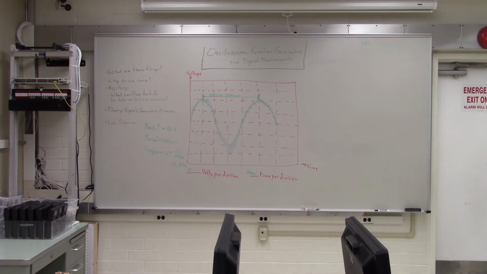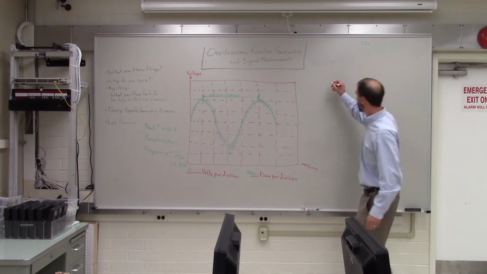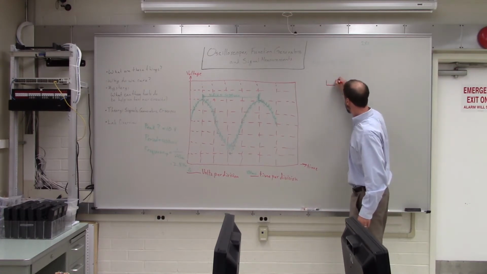So with the measurement mode of the scope, the way you get into that is that on the top of the scope, there's this button over here that is labeled measure.